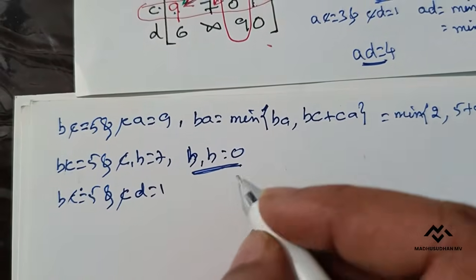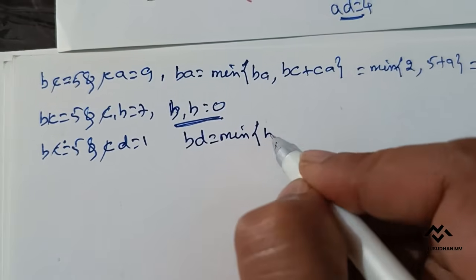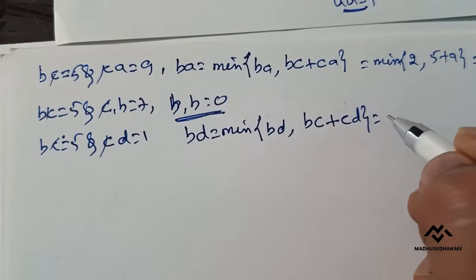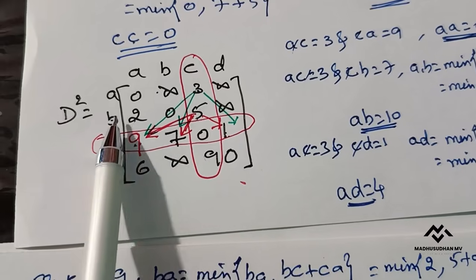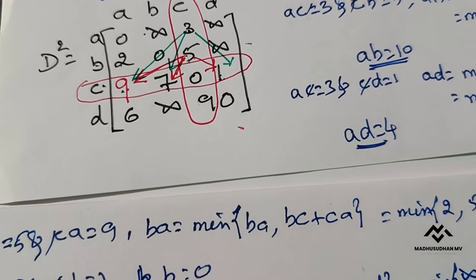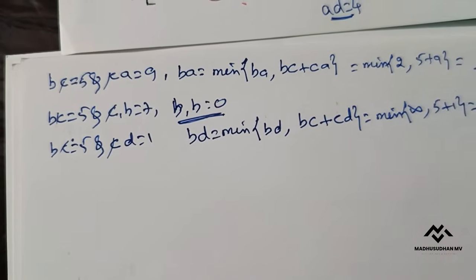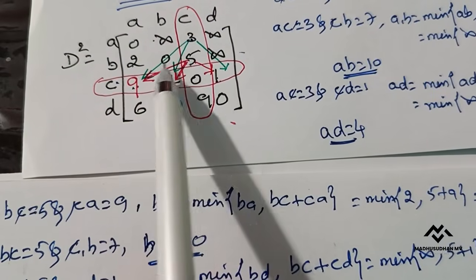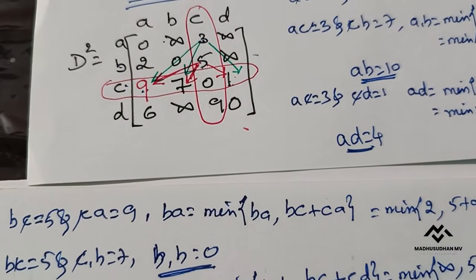So CC gets cancelled. Now B to D is equal to minimum of BD comma BC plus CD. So this is minimum of B to D, which is infinity, comma 5 plus 1. That 5 plus 1 is 6. So 6 is the minimum. I got one more new value. So now what we did, these two column values compared with all the row values, and one more column value is written there.